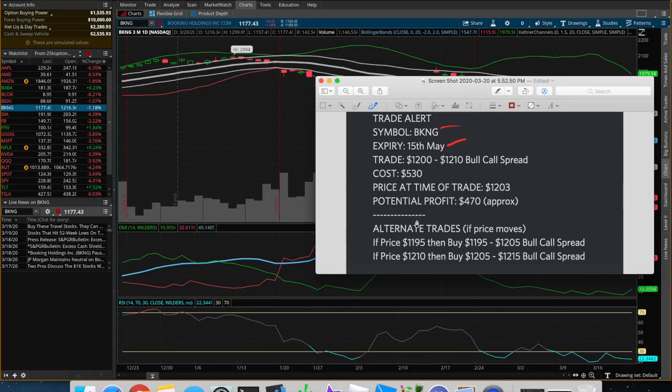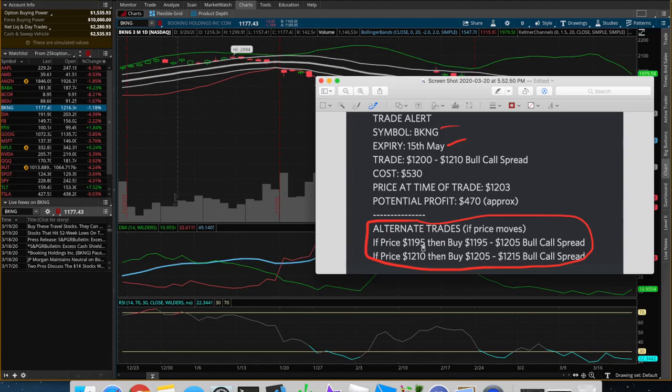So when I send you an alert, I will also send you alternate trades. What do I mean by that? Since the price of an equity moves up and down during the day, maybe I sent you the alert when BKNG was 1200, but by the time you got the alert and had time to open up your computer, the price has gone somewhere else. So I will usually send you other options.